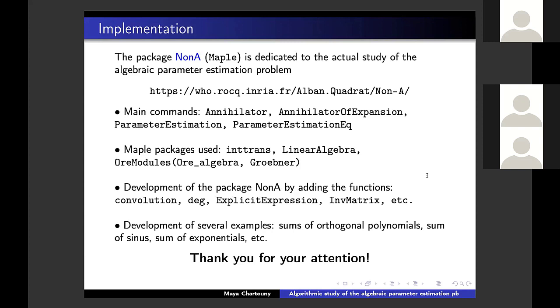Thank you very much as well, Maya. I'm also trying to copy the link from the NonA package into the chat panel. One moment, please. And we have some questions that I'll perhaps read first.